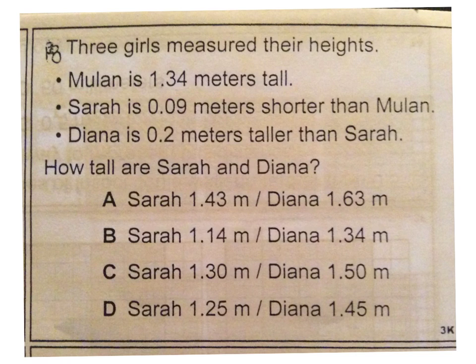Number 18. 3 girls measured their heights. Mulan is 1.34 meters tall. Sarah is 0.09 meters shorter than Mulan. Diana is 0.2 meters taller than Sarah. How tall are Sarah and Diana?